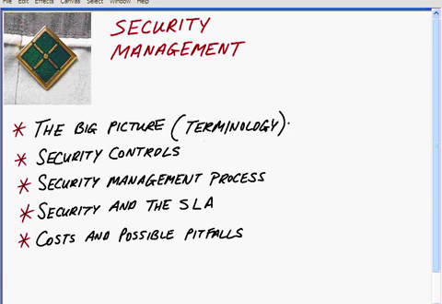In this final nugget of the ITIL series, we looked at 5 key issues. First of all, the big security picture, covering a wide variety of different terminology that are important for security management. We discussed security controls and different ways to categorize those controls. We looked at the 6-step security management process, as well as security and the service level agreement. And we finished up looking at the cost and possible pitfalls of security management.